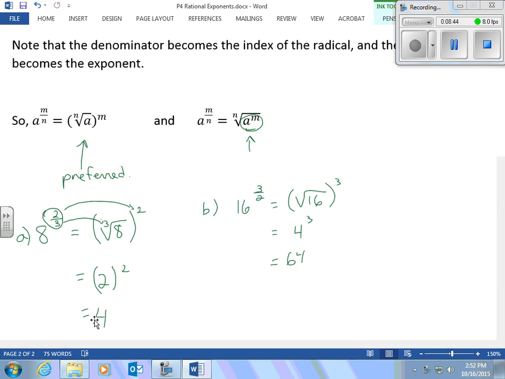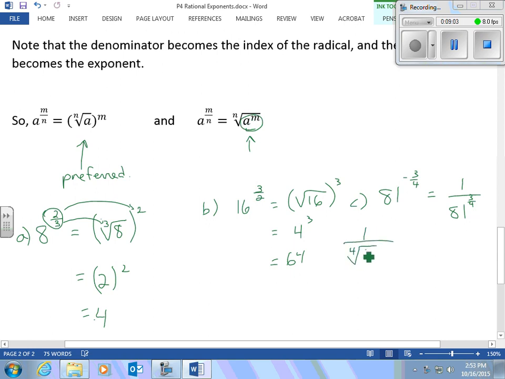That totally makes sense with what we've been doing before with exponents. And a third example here, I've got 81 to the negative 3/4. So that'll be 1 over 81 to the positive 3/4. So it'll be 1 over the 4th root of 81 cubed. So that'll be 1 over, the 4th root of 81 is 3, cubed, which is 1 over 27. Okay.